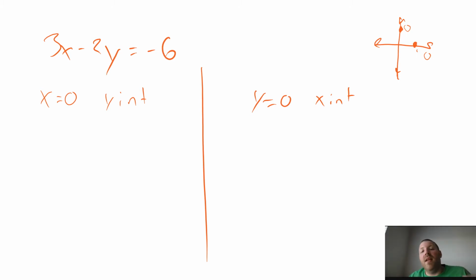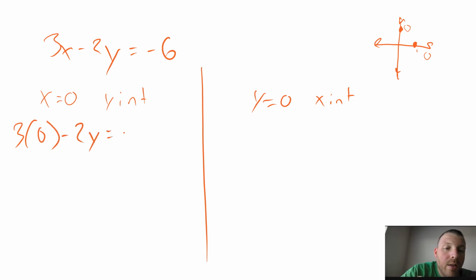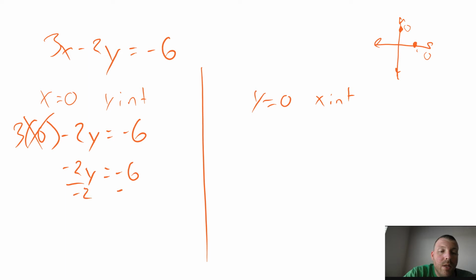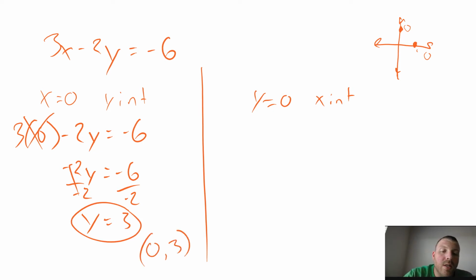So if I say that x equals 0, then that means in this equation I'm going to have 3 times 0 minus 2y equaling negative 6. Well, 3 times 0, that's just 0. So that means I have negative 2y equals negative 6, which ends up being a big fat 3. And so that means my point would be 0, 3. You're like, where'd you get that 0? Well, I pulled it from here, right? So my point is 0, 3.